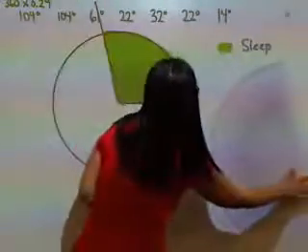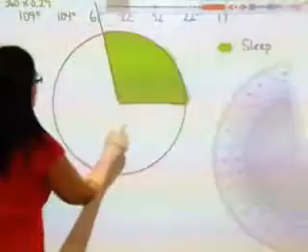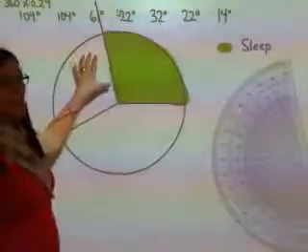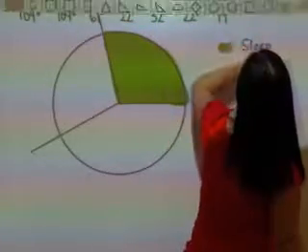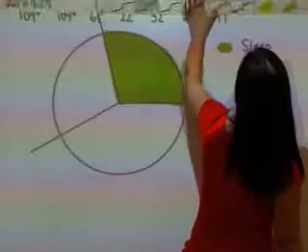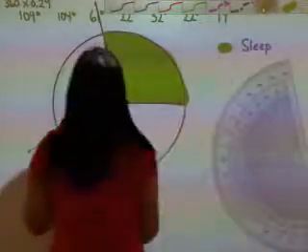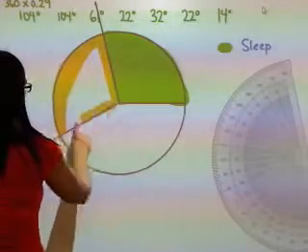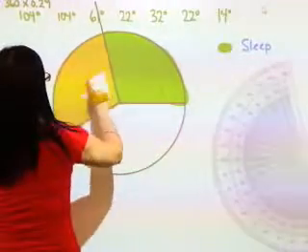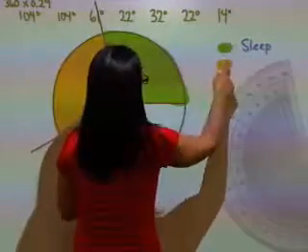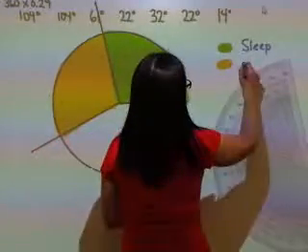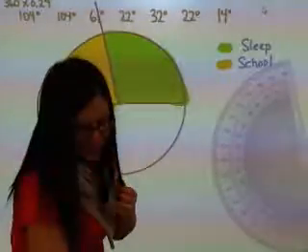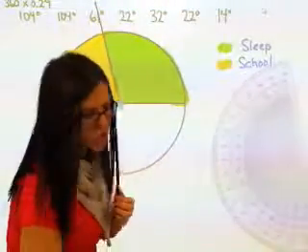I can move my protractor off, draw my line that goes from the center of the circle to this point here, and then I could color that section in. So if I go to color that section in, and then I identify that as my school time. The next sector that was on our chart was her job.